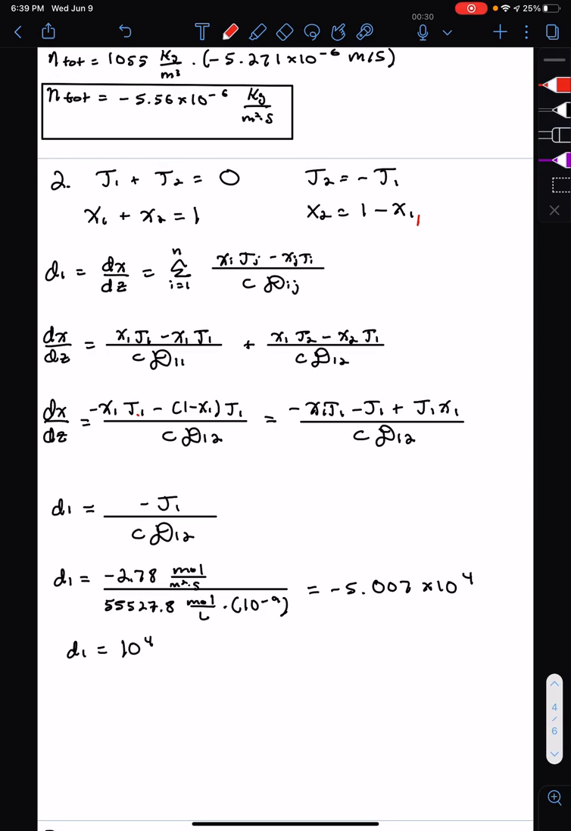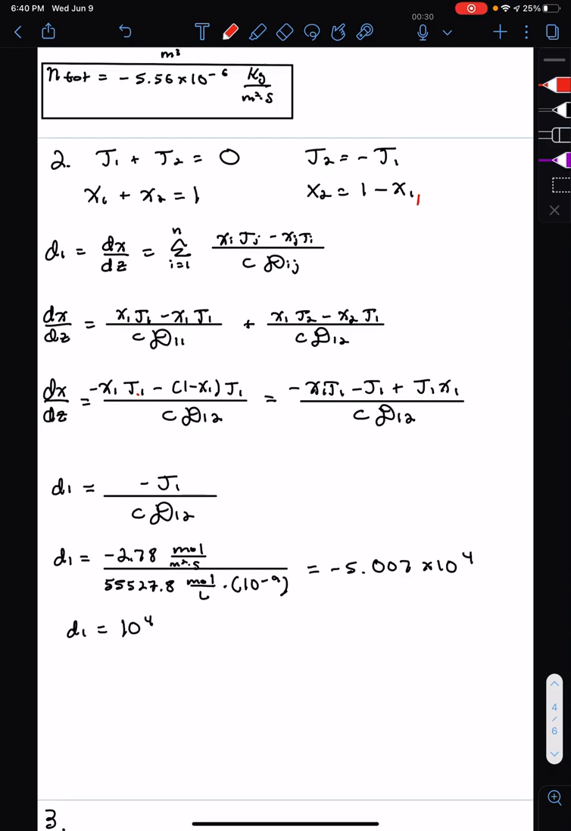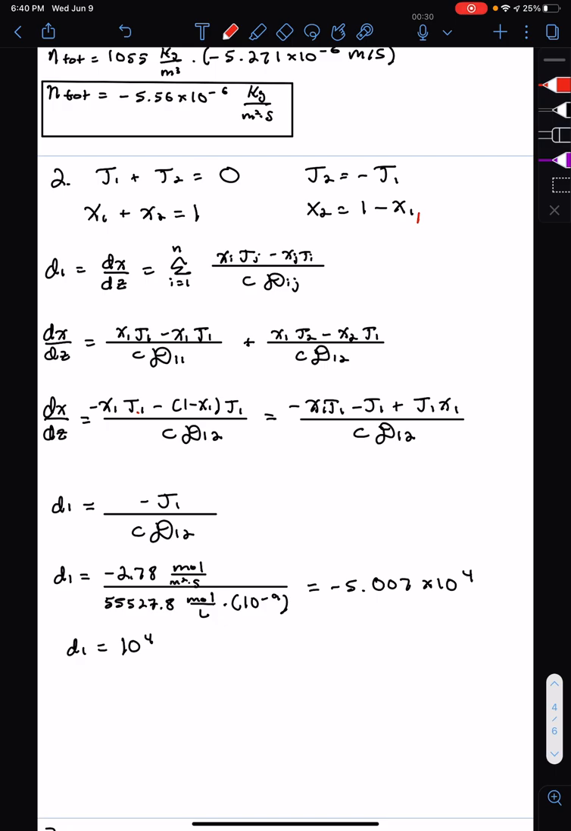Now we have the equation for the driving force, and that is equal to the derivative of x with respect to z. From i to n, the mole fraction multiplied by the diffusive flux minus the mole fraction of that component multiplied by the diffusive flux, divided by the molar concentration multiplied by the Stefan-Maxwell diffusivity. Now, we have two components of this system, which means we're going to go through two iterations. When we go through two iterations, we find that the first terms cancel out and this goes to 0. So we're only left with this.